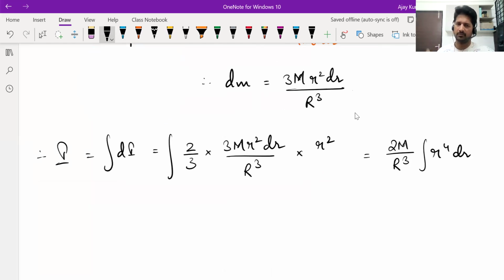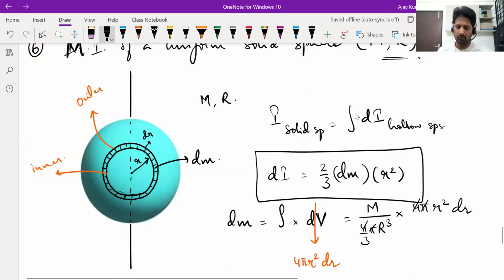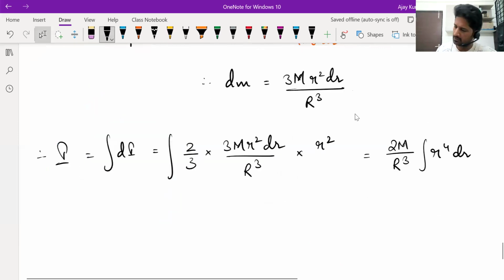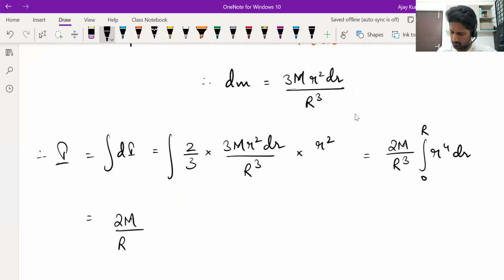And integral r power 4 dr is r power 5 by 5. If you want to cover the entire solid sphere, the radii of the hollow spheres should vary from 0 to capital R. This smallest shell has approximately 0 radius, and the last shell has approximately radius capital R. Fine. So the limits will be from 0 to capital R. You do that, it will become capital R power 5 by 5. So 2m by R cube into R power 5 divided by 5. The answer becomes 2mR square by 5, or 2 by 5 mR square.